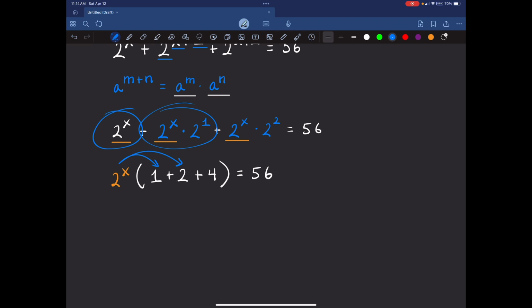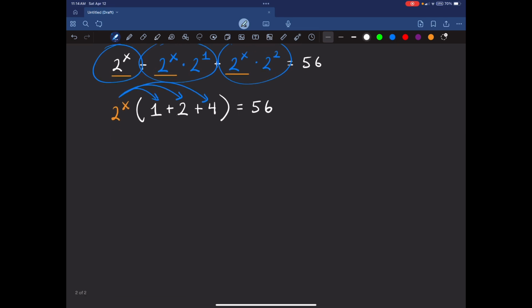the power of 1. And now if we brought this 2 to the power of x into this 4, we would get 2 to the power of x times 4, or you can also say 2 to the power of x times 2 squared. So that's how we can rewrite this equation. And so now we can just simply add what's inside of the parentheses. 1 plus 2, that's 3, plus 4 is 7, and this is all equal to 56.